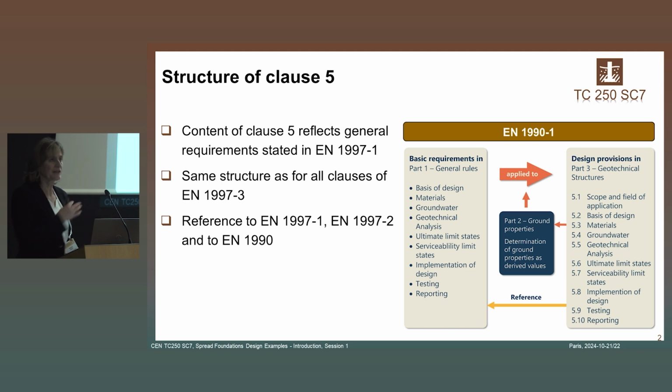So you can work through this structure, and you know exactly, if you want to know something about, let's say, geotechnical analysis, you always have to look in subclause 5 here, for example. And this is the same also for retaining structures, for piled foundations, etc. EN 1990 provides a kind of overall framework of everything, because it establishes the reliability concept of the codes. But of course we have to use part 2 regarding the derived values for the ground properties, and there's always also a cross-reference to part 1 in regard to the general design principles.